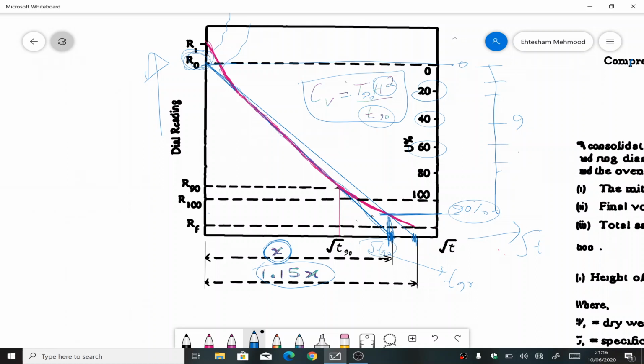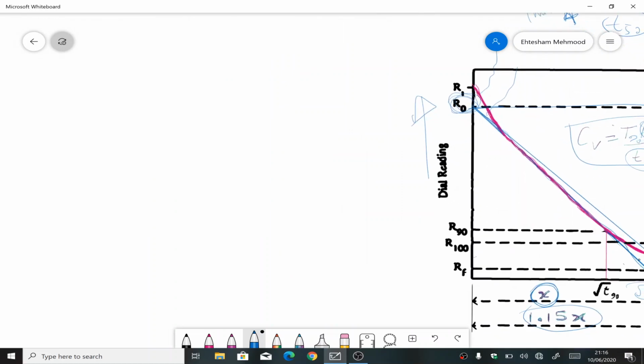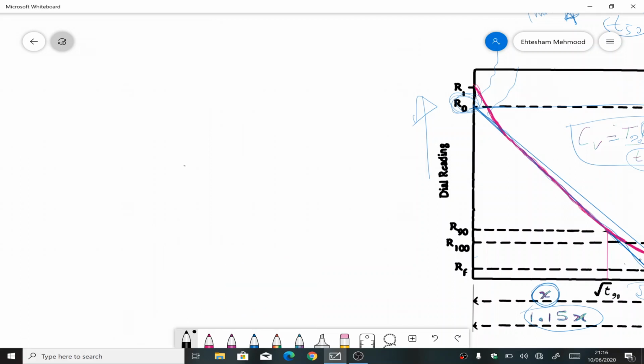To make it more clear, so you don't get confused, I'll try to draw it again in a quicker way. I'll use this darker color pen so that it is more visible to you. On the y-axis we have deformation dial gauge reading, on the x-axis we have square root of t. If I plot the chart, it should look something like this.